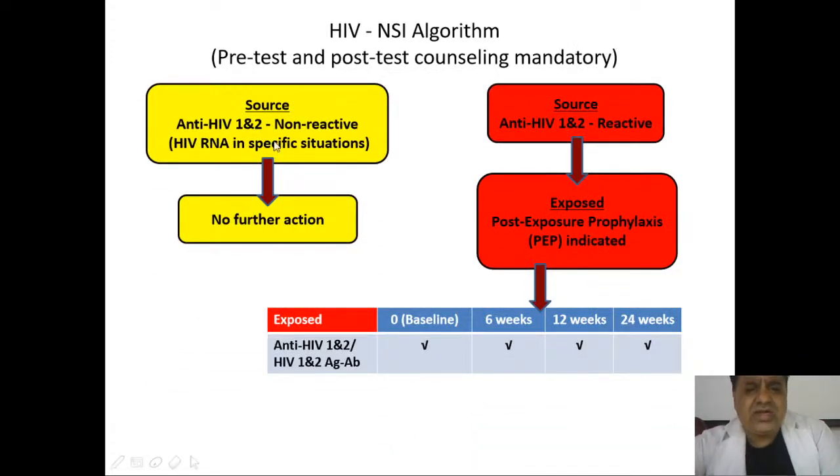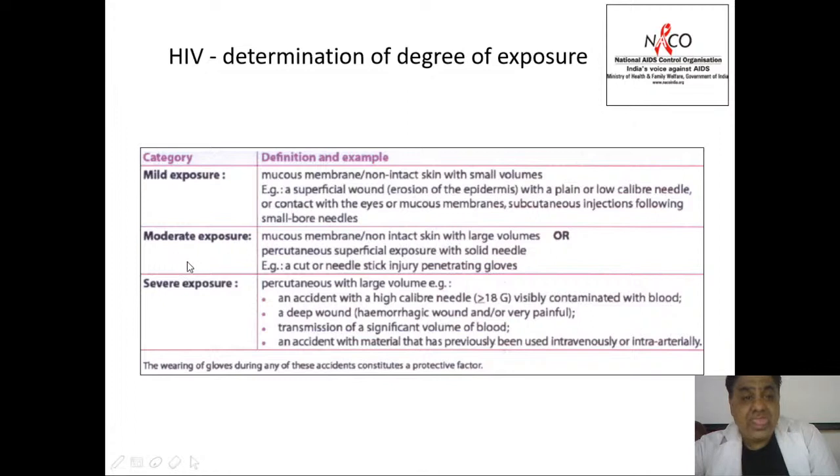If your source is non-reactive, nothing to worry. But if your source is reactive, then you have to start PEP immediately. Do your antibody levels now, and then follow up your antibody levels up to 24 weeks, to see whether you have acquired HIV or not. And despite taking PEP, you must follow up with HIV serology after starting PEP. Now, what do you do for PEP? First, you classify the exposure as mild, moderate, severe.